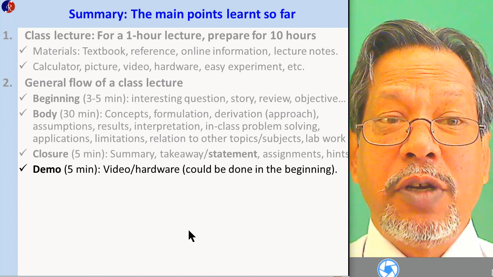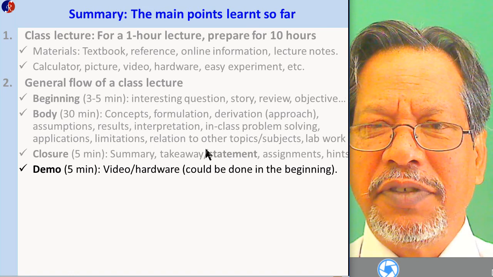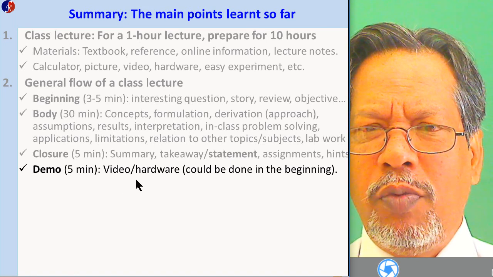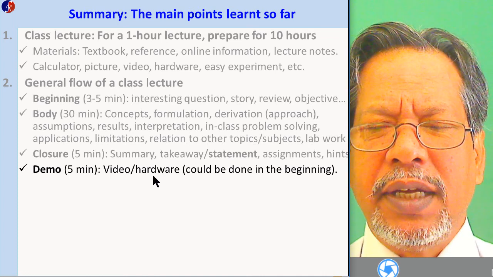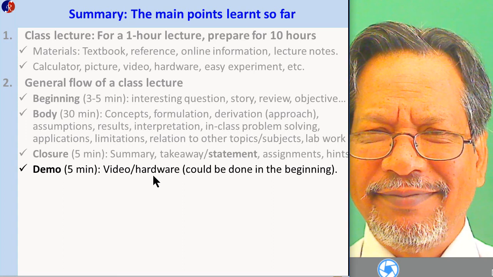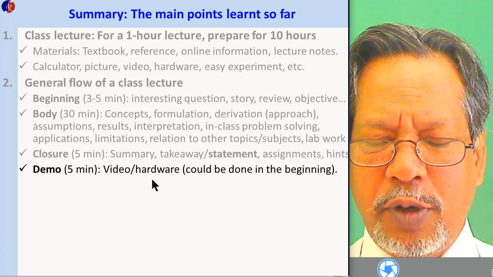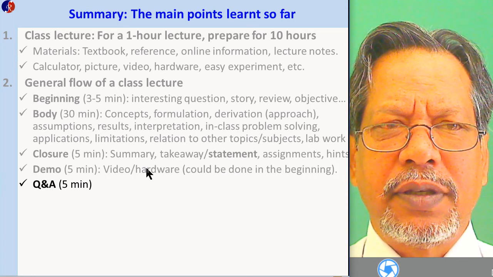Demo. A demo could be done even before, in the beginning, to get the students excited. Show a video of where it's going to be used, or show a piece of hardware, or do a tiny little experiment right in the beginning, or at the end, or somewhere you feel is appropriate. But that's an essential part of a classroom lecture.